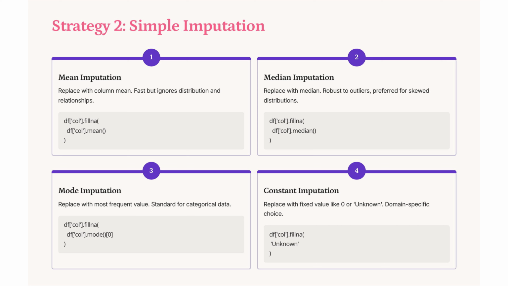Simple imputation offers various strategies for handling missing data. Mean imputation is quick, but overlooks data distribution. Median imputation is robust against outliers, ideal for skewed data. Mode imputation suits categorical data by using the most frequent value. Constant imputation involves replacing missing values with a fixed value, tailored to specific domains.